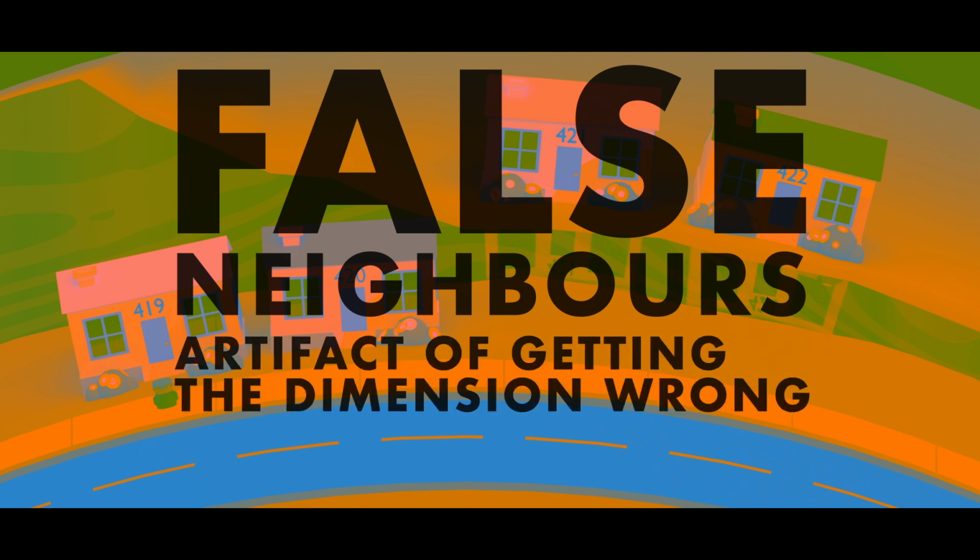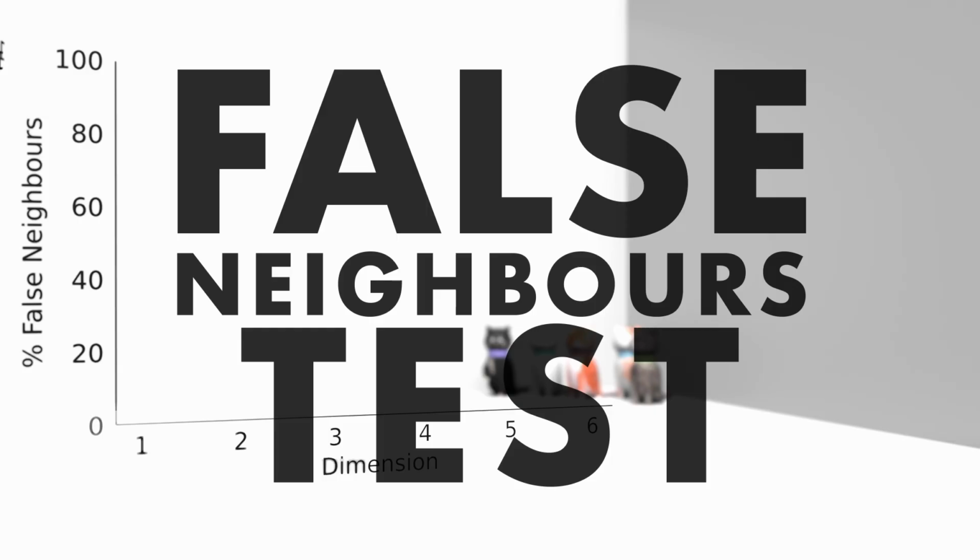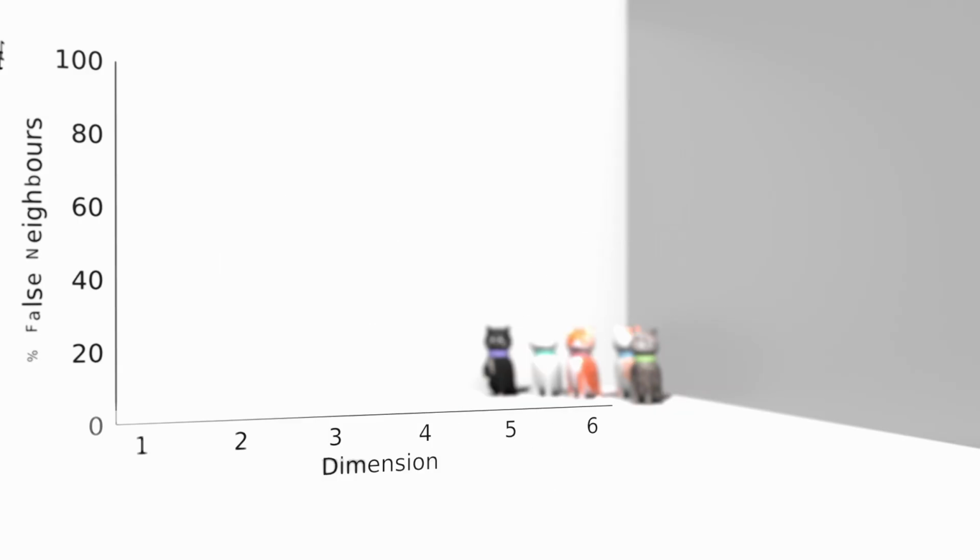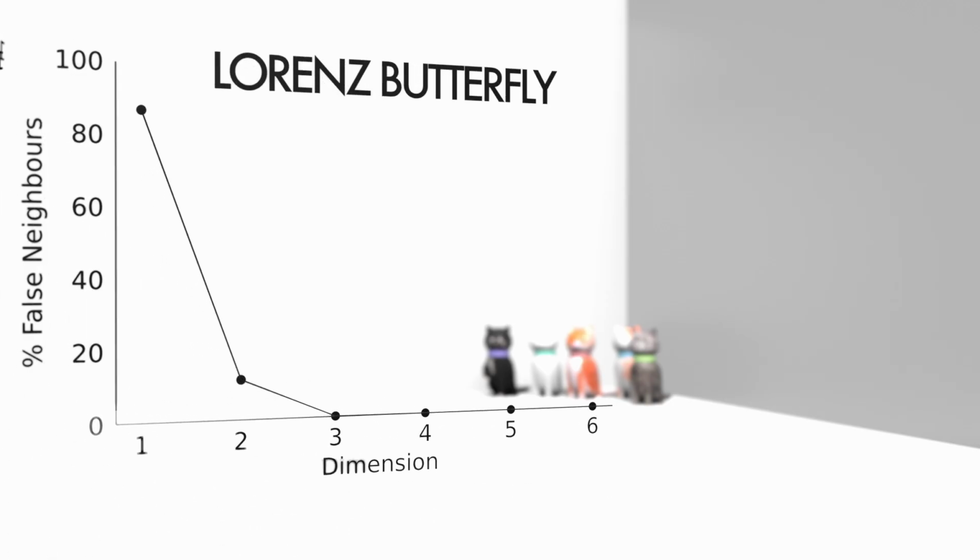And this is the false neighbors test. We just count the relative number of false neighbors per dimension and keep going until we hit 0. If we were only given house numbers, 1/3 of the pairs of houses would be classified as false neighbors. However, if we include the street information, that drops to 0, meaning that the house locations were two-dimensional all along. For the Lorentz butterfly, the number of false neighbors doesn't hit 0 until 3D, exactly what we would expect.